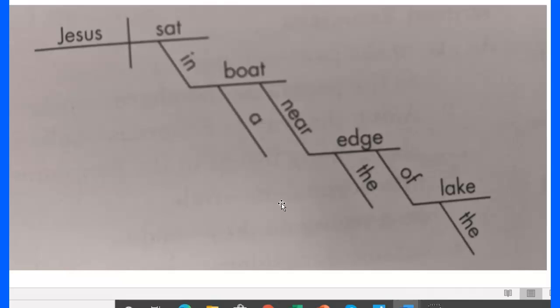Number 4, Nehemiah went by the brook during the night and viewed the wall. By the brook is modifying went, so that's pretty clear. It's telling us where. During the night is also modifying went, because it's telling us when. So when, where, remember how. Those all are adverbial. Then number 5, Jerusalem lay in the ruins of its destruction. In the ruins of its destruction is modifying lay. So it's modifying the verb.